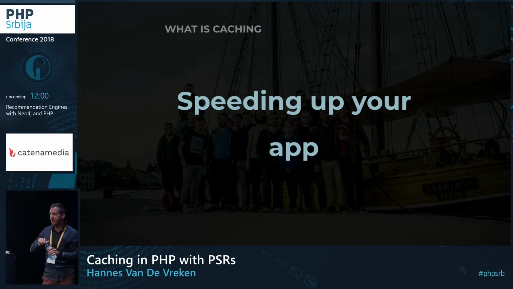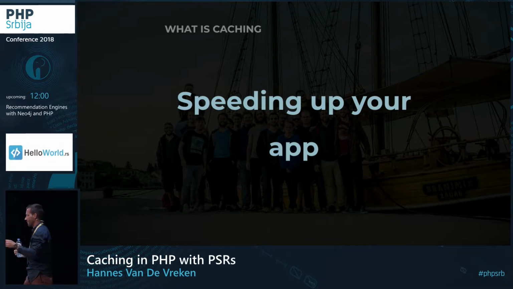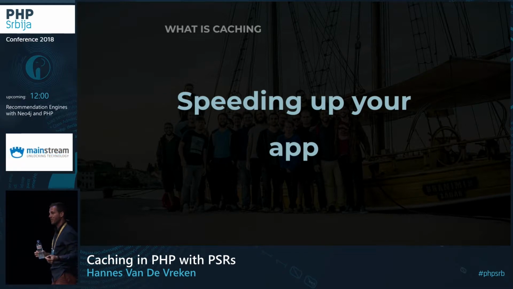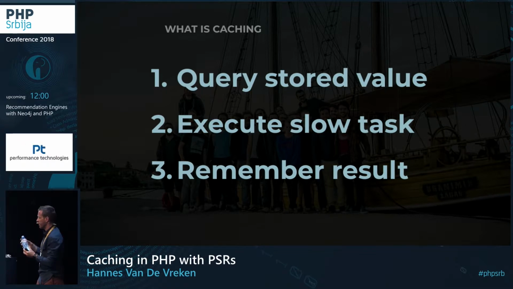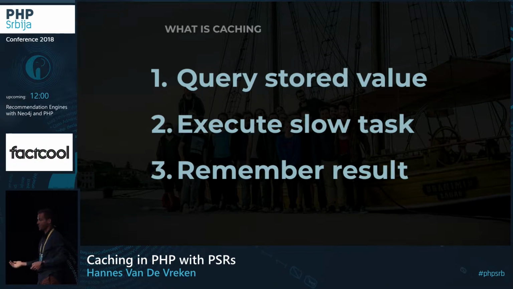Caching is basically speeding up your application by avoiding to repeat slow processes. So slow tasks can be cached if the output is the same for the same input. So for example, we can do a slow query on the database, and we can cache that. If the input variables are the same and the output is the same, then we can cache the output to avoid having to do the slow query over and over again. Or executing a slow task.